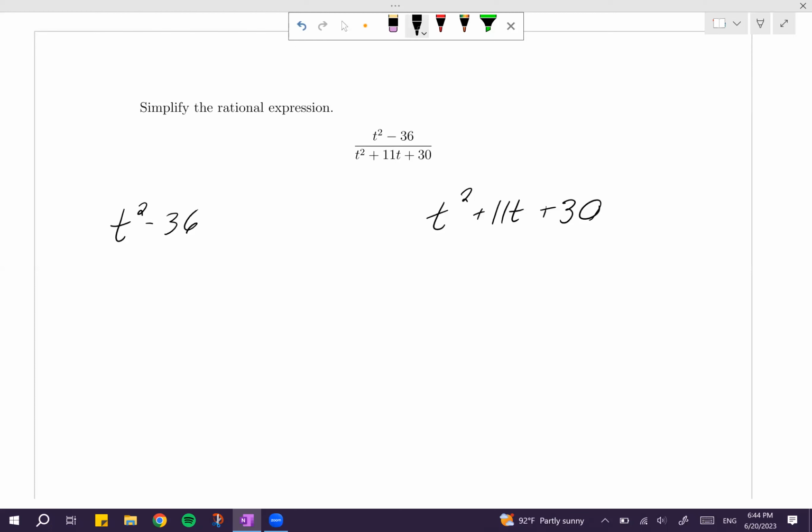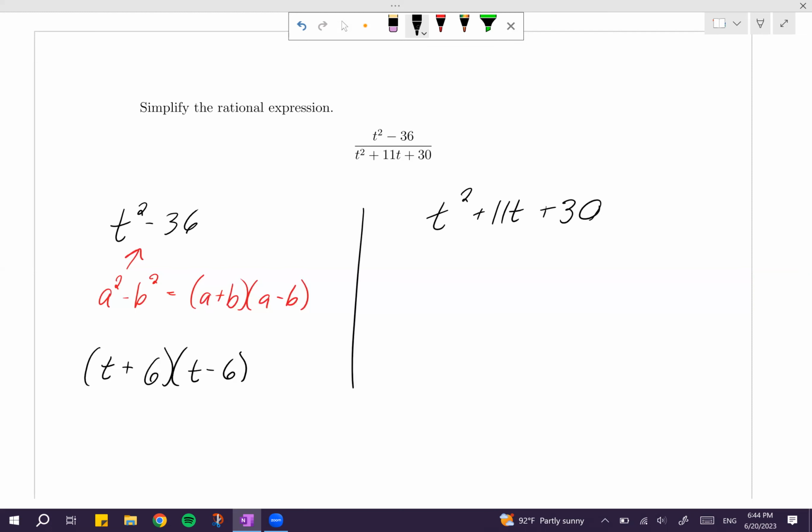So for this first one, I see this part is t squared and this part is 6 squared. So I have a difference of squares, and we have a property for differences of squares when we're trying to factor. If we have a squared minus b squared, this is a plus b times a minus b. All right, so I'm going to apply that here. So whenever I factor this, I'm going to get t plus 6 times t minus 6. All right, so that's this first part.